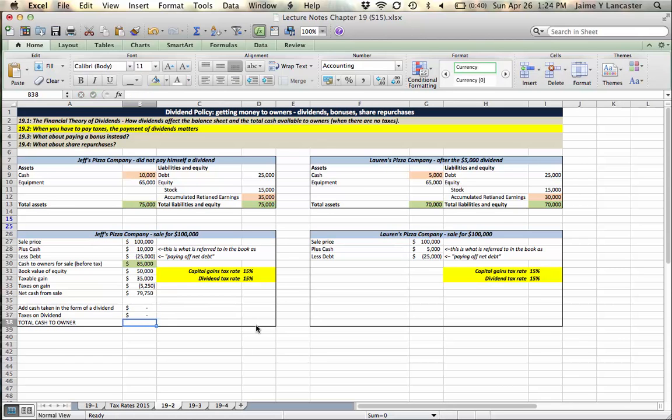He doesn't take dividends, so he doesn't pay tax on those dividends. So his total cash that he would receive would be $79,750.